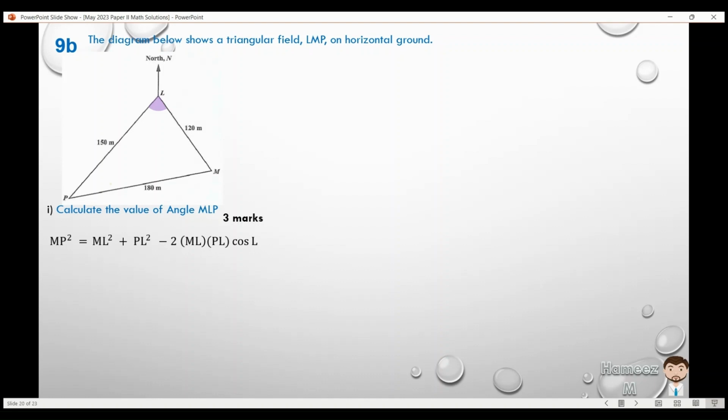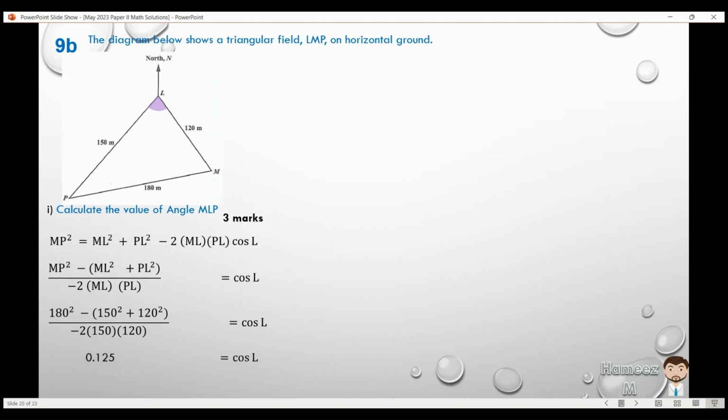They're adding on the right-hand side. We could carry it across and they'll subtract. And minus 2ML PL is multiplying by cos L. So when we carry it across, it will divide. I've skipped a line of work in here, but you can do it in parts if you're getting problems. And now we can substitute values because we know MP is 180 squared minus 150 squared plus 120 squared all over minus 2 times 151 times 120. So cos L works out to be 0.125.